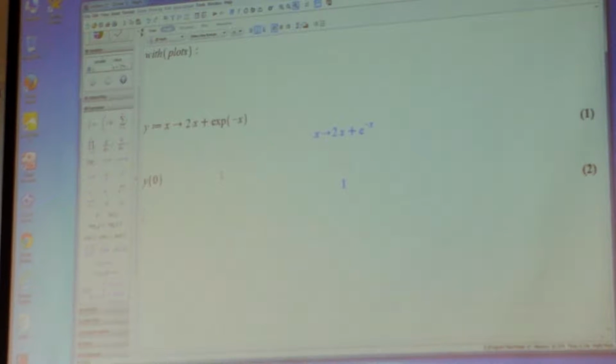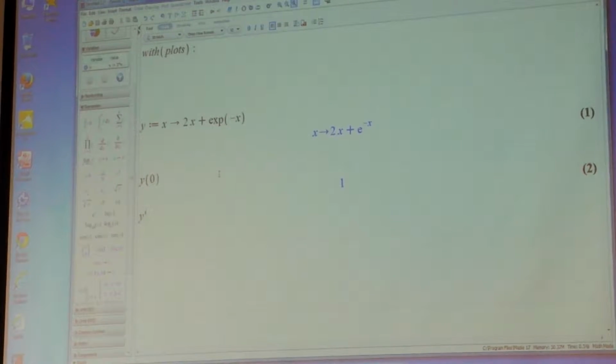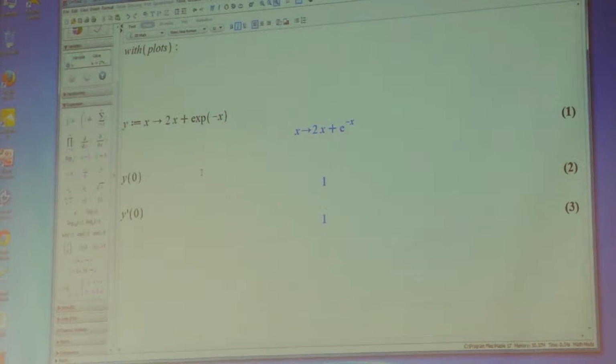1. Y prime of 0. I was playing around with this the other day. It recognizes that as the derivative operator. Y prime of 0, 1. Y double prime of 0, 1. Yeah, there it goes away after that, the x term. So you can evaluate and you can quickly find the derivatives.